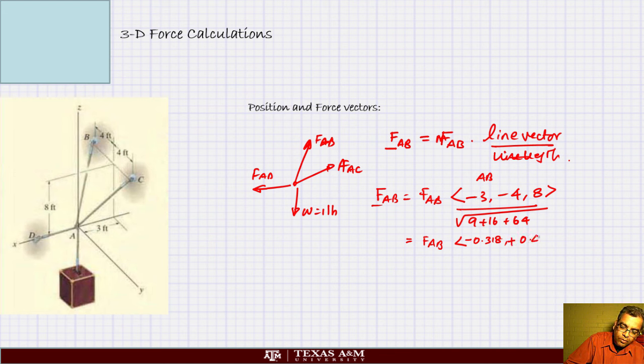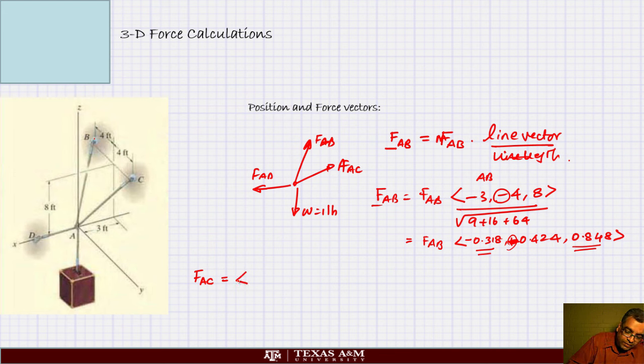plus 0.424, 0.848. Check the numbers, but you can see x component has to be negative because it's pointing along the negative x direction. Y component has to be negative, so my sign was wrong. This is negative because it's in the negative y direction. Z component is positive. So please make sure, first thing to do whenever you do some calculation is to check the sign. Notice this sign has to be the same as that sign. Okay, let's do FAC, and that should be easy.